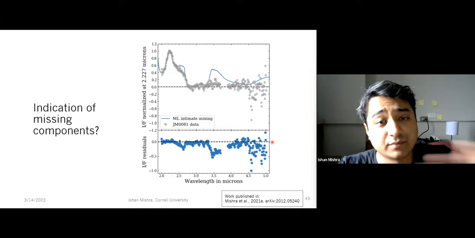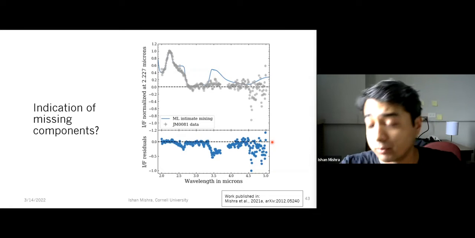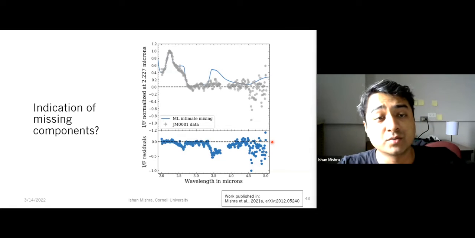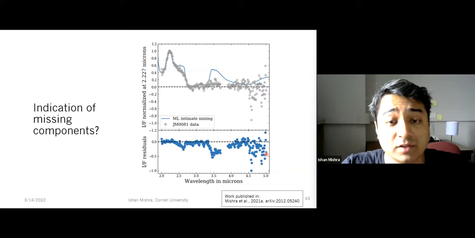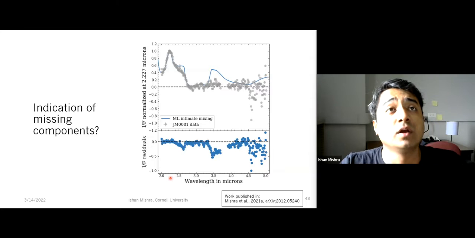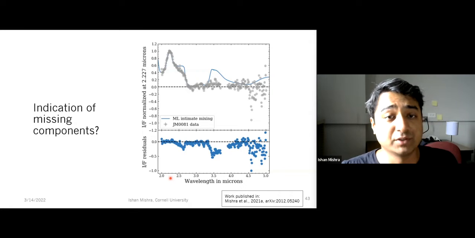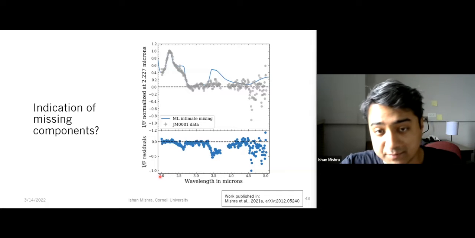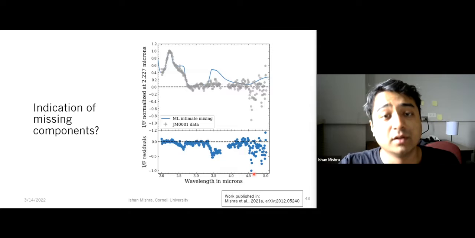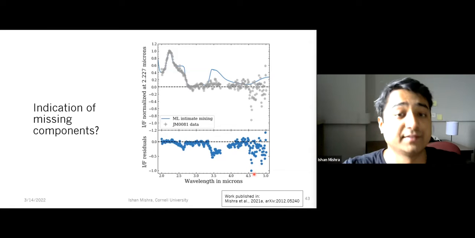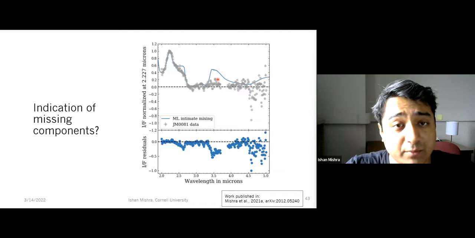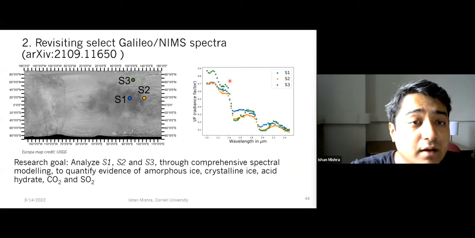And as I said, of course, there's indication of missing components, and we're hoping that once we get optical constants of species like salts and other things that we have evidence for from previous works, if we get optical constants that span the entire wavelength region here, we can incorporate them and revisit this analysis to probably explain why we are seeing these discrepancies.